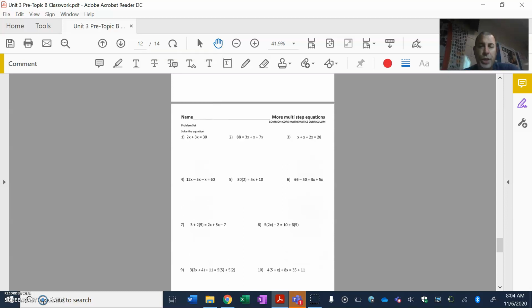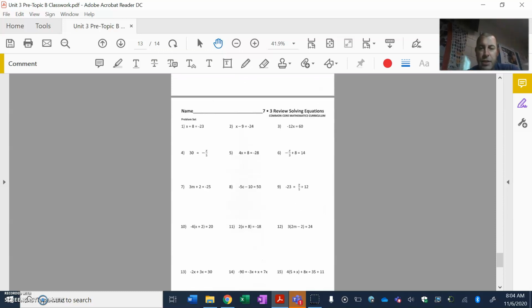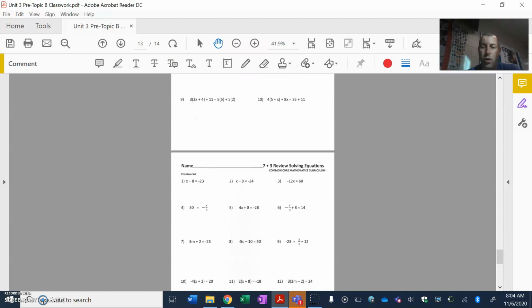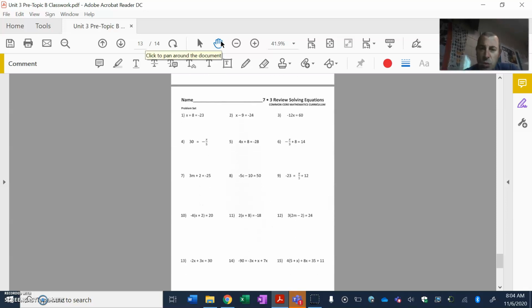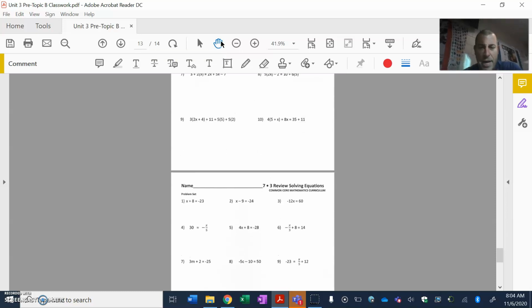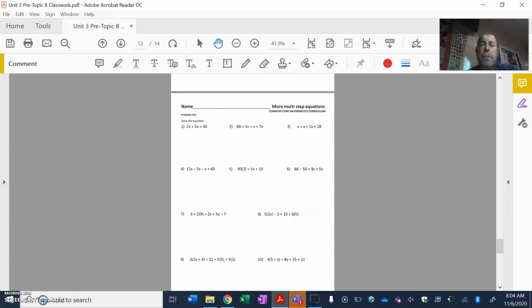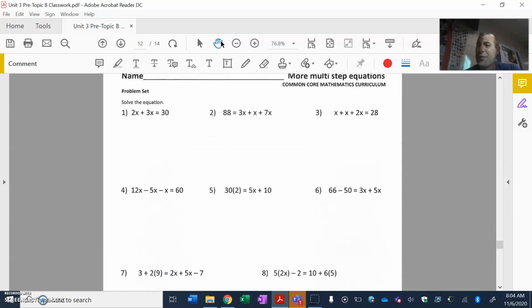And then here's what we are working on today. We've got the last 2 pages, the more multi-step equations, and then the review of solving equations. I'm going to go ahead and hit a few of these review problems to make sure we're comfortable with what we're doing. You know what? I take that back. We're going to look at the more multi-step equations. Let's try a few of them. Let's go to question number 6 to begin with.